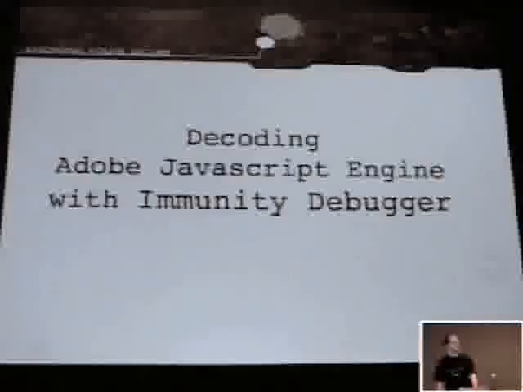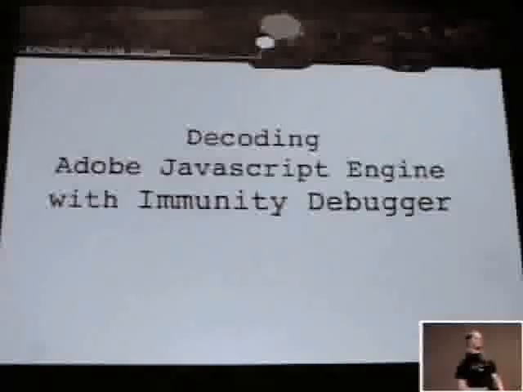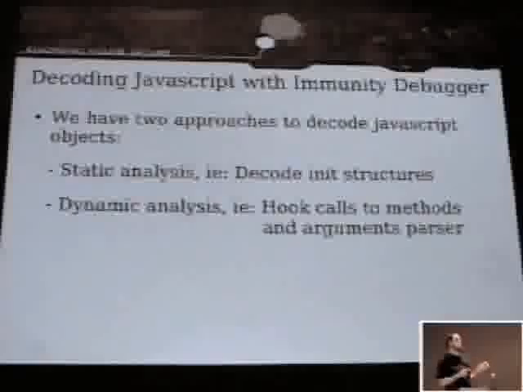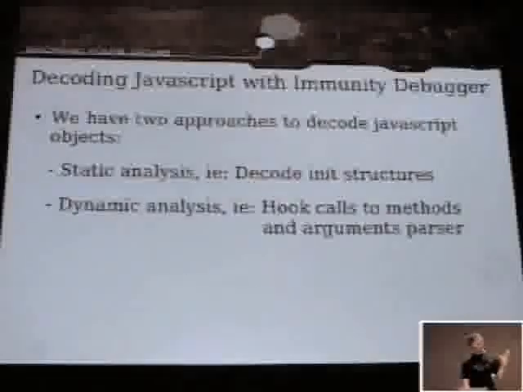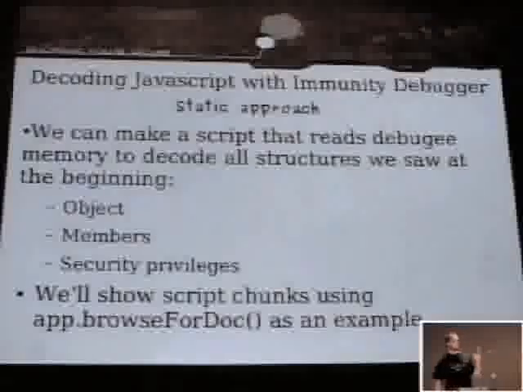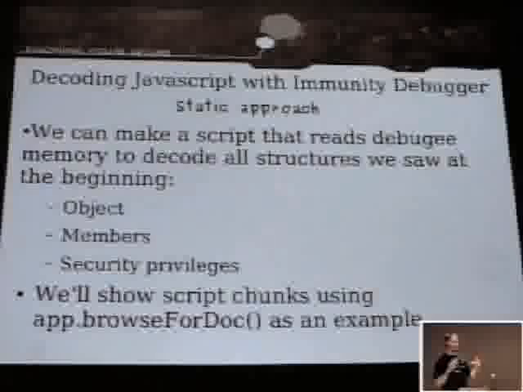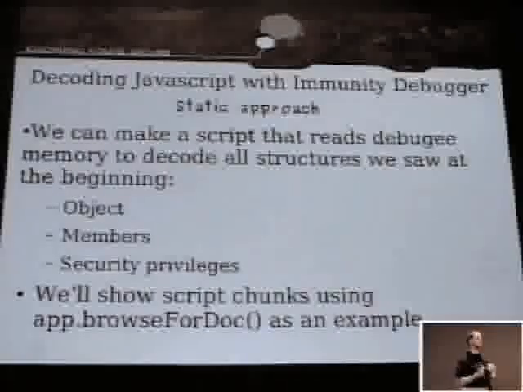So we'll try to decode all this Adobe JavaScript engine using Immunity Debugger. We have two approaches to do this: static analysis and dynamic analysis. The static analysis approach is going to try to decode all these structures we saw before, trying to get the object names, the method and property names, and the security privileges.